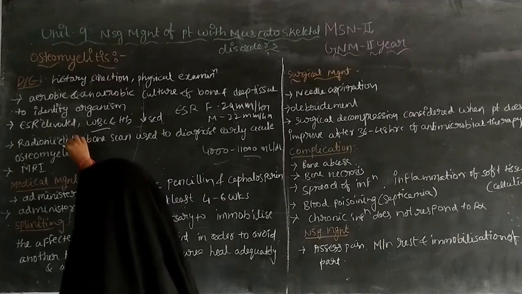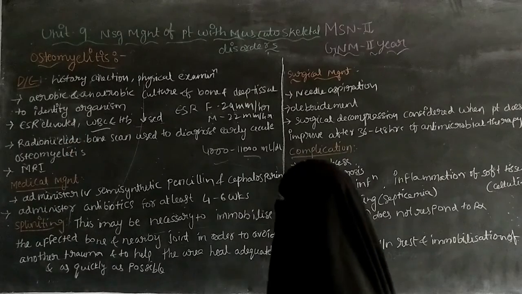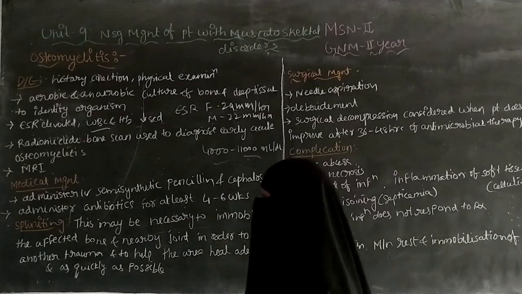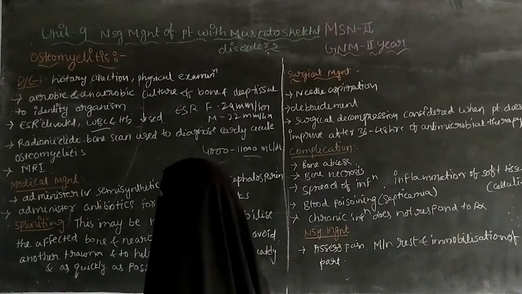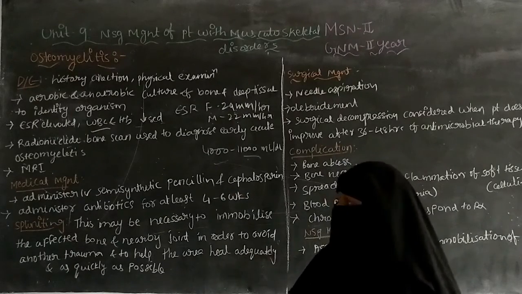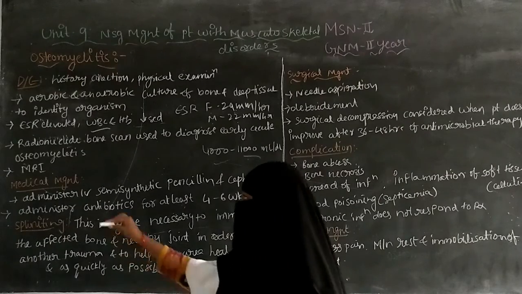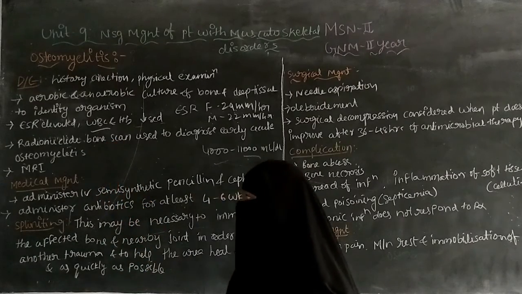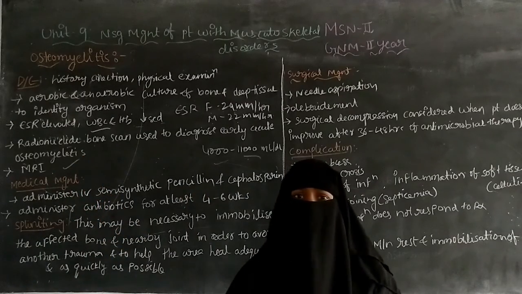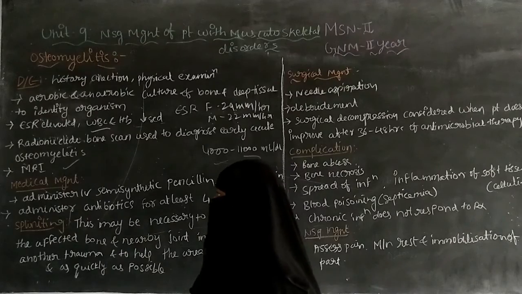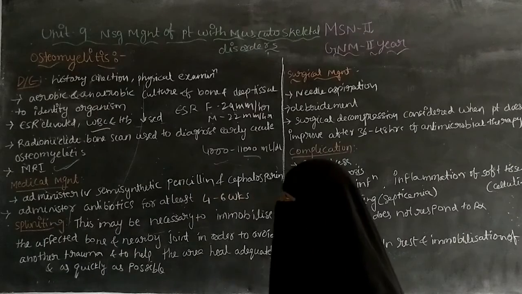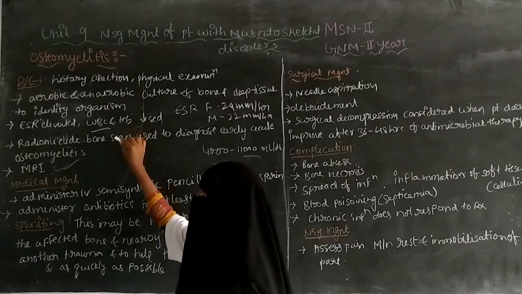Next is the radionuclide bone scan, which is used to diagnose early acute osteomyelitis. Next is MRI, magnetic resonance imaging, which can be used to identify any malignancies in the bone. So that is the diagnostic evaluation.